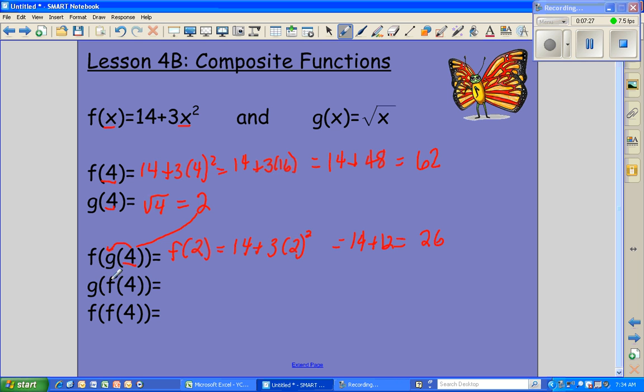Now, completely different is f of 4 plugged into g. So we know f of 4, we just figured that out, is 62. Take that guy, and he gets plugged into the g function. So that would be the square root of 62.